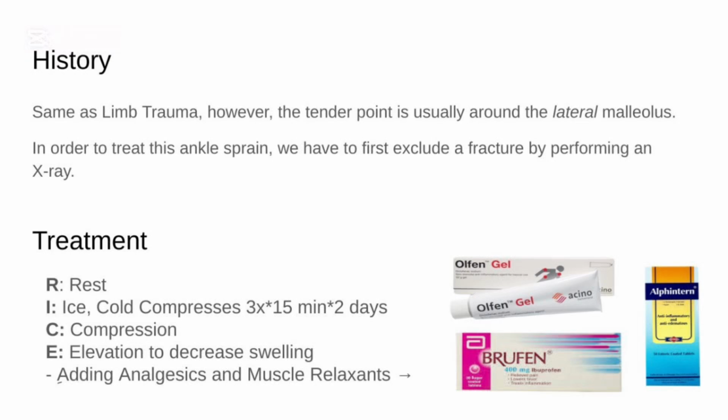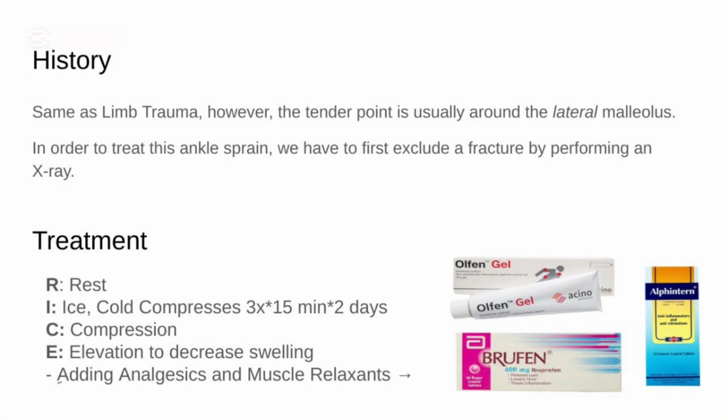Now we move on to ankle sprain. It's one of the most common injuries in sports and in the general population, due to excessive or bad distribution of body weight, therefore causing an ankle sprain. Now, the history is the exact same as limb trauma. However, there's a very distinctive area that we need to talk about: the tender point.